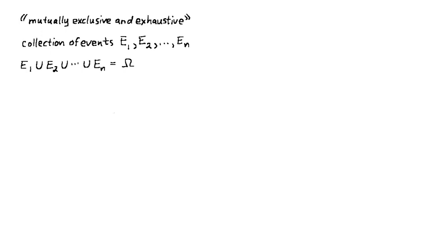That is to say, the events in the group must fill, or exhaust, the entire sample space. Second, the intersection of distinct pairs of events in the group must be the empty set. In other words, distinct pairs of events in the group must be mutually exclusive. Let's look at this definition with a picture.